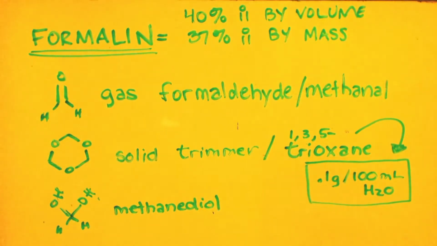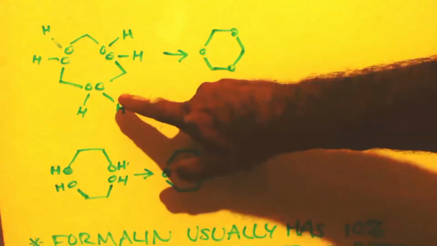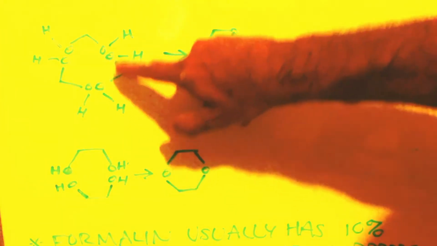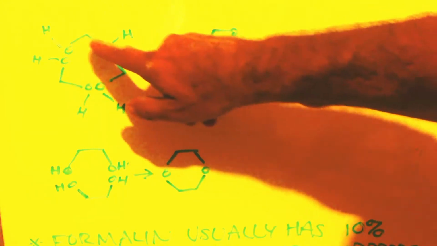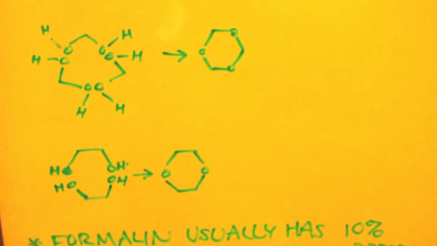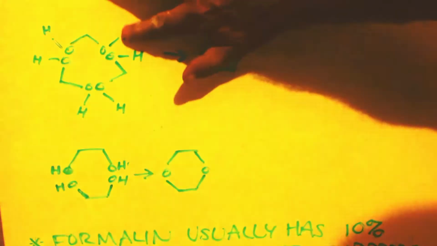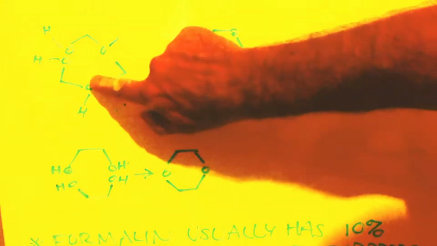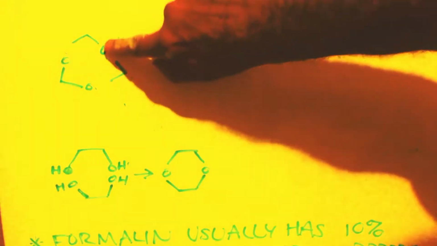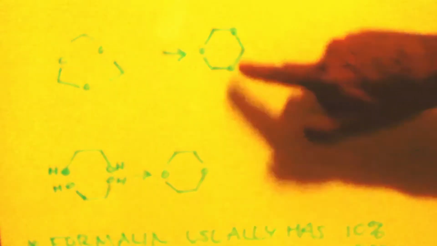But let's look at it closer here. I want you to see these are the 3 methane diols that the formaldehyde turns into. But look, if I take out an H2O on each one, look at what you end up with. I drew it better here.